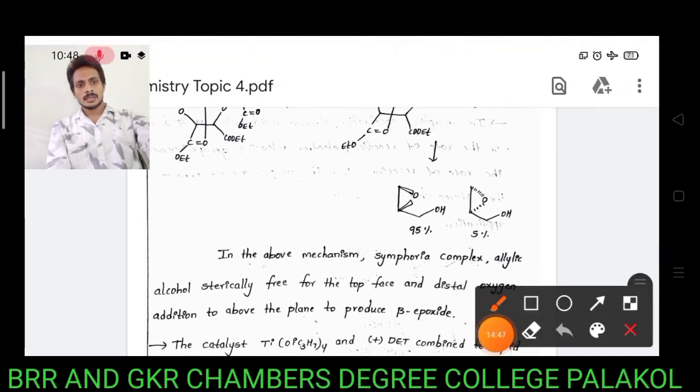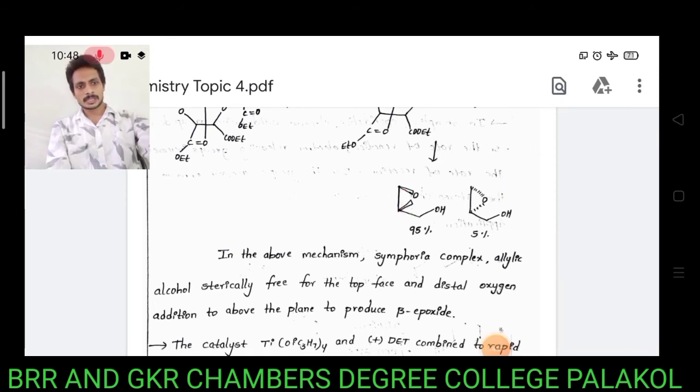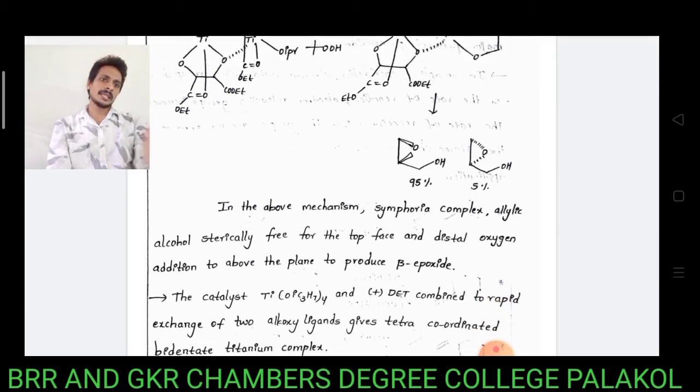This is the distal oxygen. This is the proximal oxygen. The distal oxygen is presented above the plane, and the proximal oxygen is presented below the plane. Then it undergoes oxidation reactions, giving 95% beta epoxides and 5% alpha epoxides. In this reaction, epoxidation takes place above the plane. In the above Sharpless complex, the allylic alcohol is sterically free on the top face, and the distal oxygen adds from above the plane to produce beta epoxides.